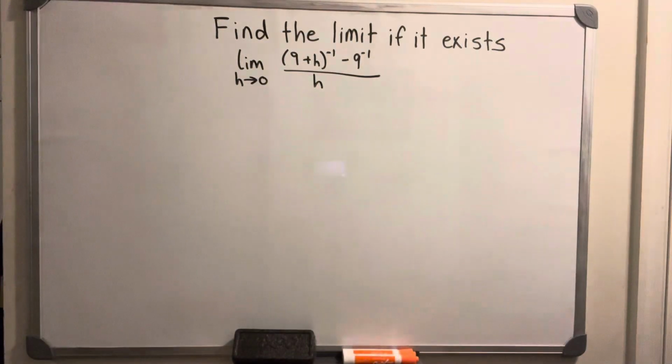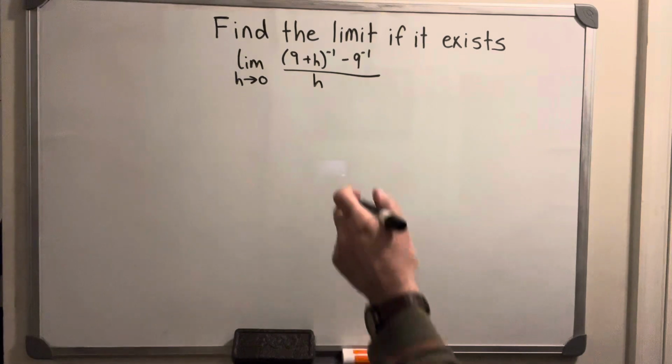This problem says find the limit if it exists. The limit as h approaches 0 of 9 plus h to the -1st minus 9 to the -1st over h. So try pausing this video and solving this one if you know the technique that you want to use. So given the quotient theorem for limits, is it possible right now to convert this into a quotient of limits?